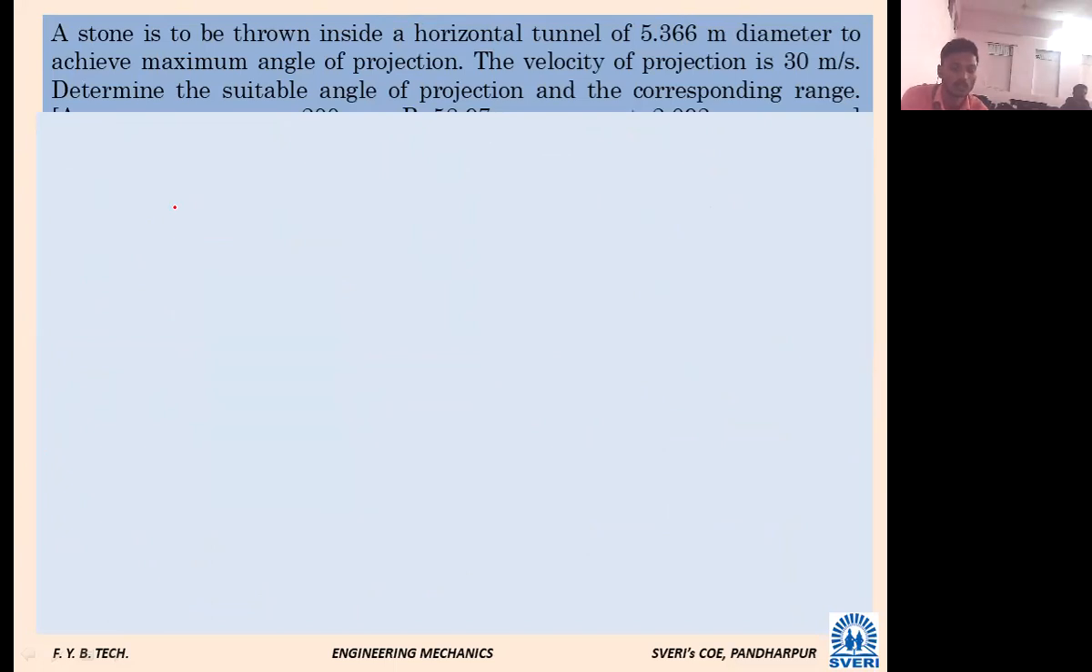What was asked, let me know first. I have not seen this problem. What was given: a stone is to be thrown inside a horizontal tunnel. You might be knowing what is a tunnel. Answer I have to check. You tell your answer, don't tell universal answers. Tell what was asked, let me know first. Angle theta. I think theta is asked. Determine the suitable angle of projection and the corresponding range r. R was asked.